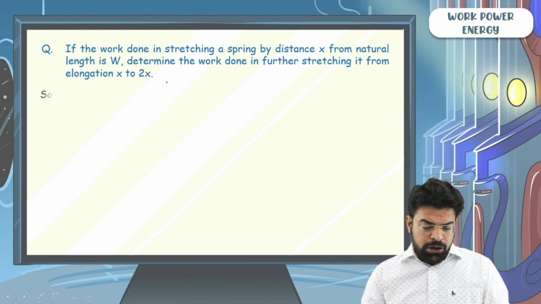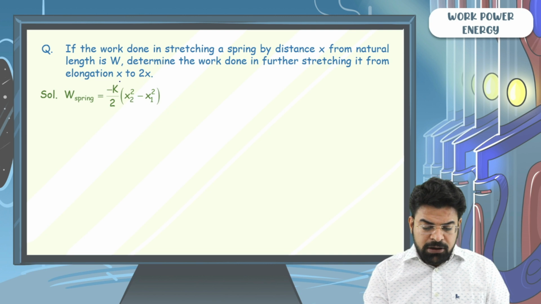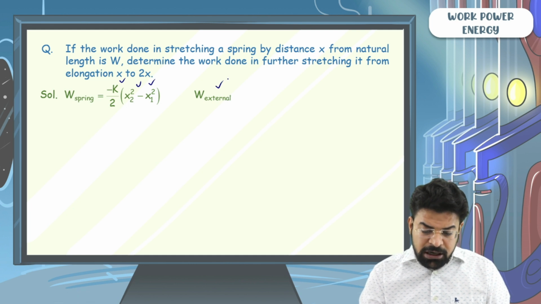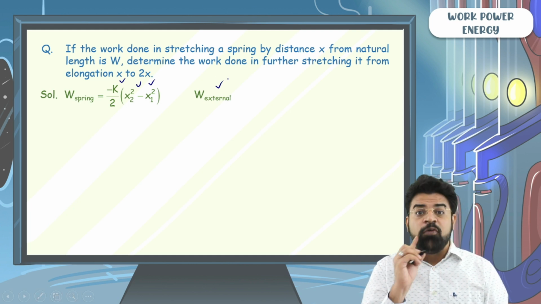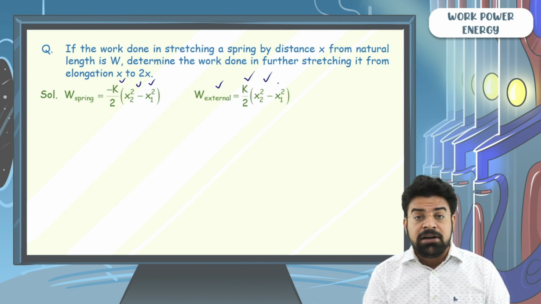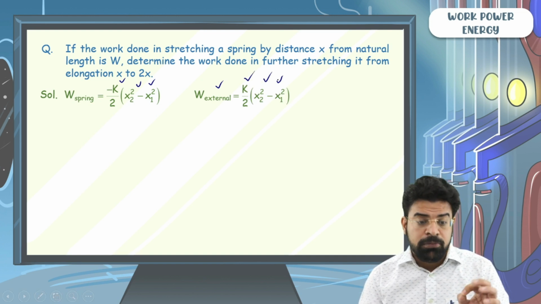So here you know that work done by spring equals minus k by 2 into final deformation square minus initial deformation square. And the work done by external agent who is deforming the spring slowly is plus k by 2 into final deformation square minus initial deformation square.